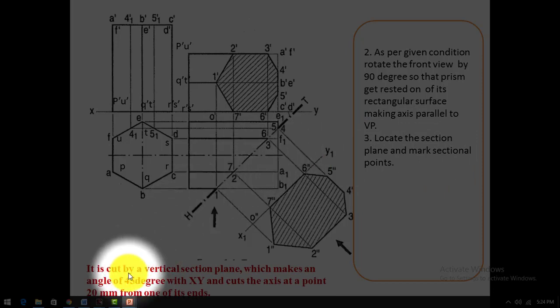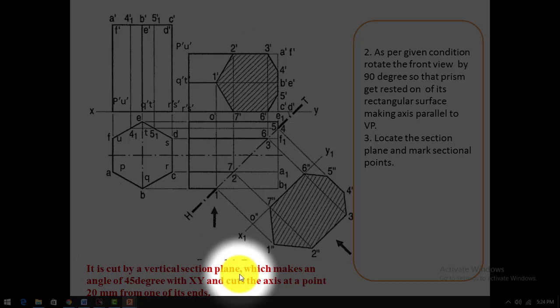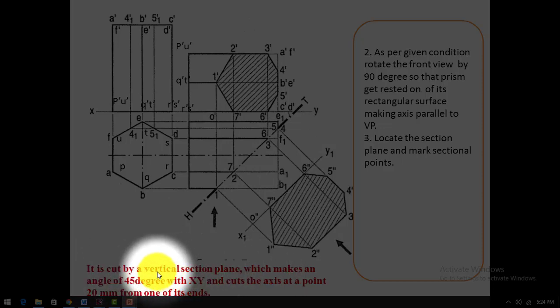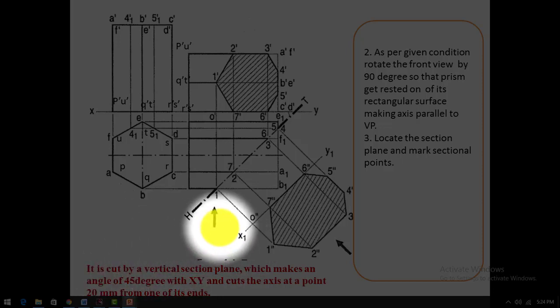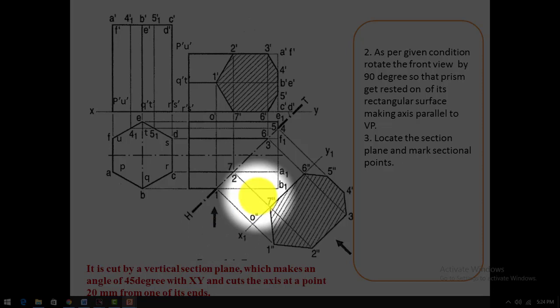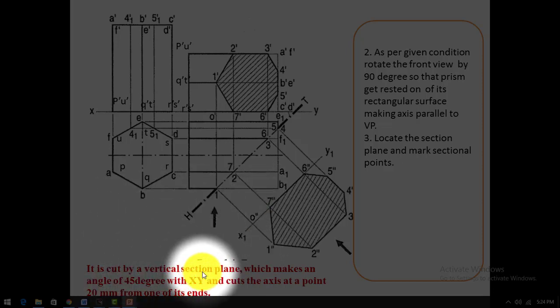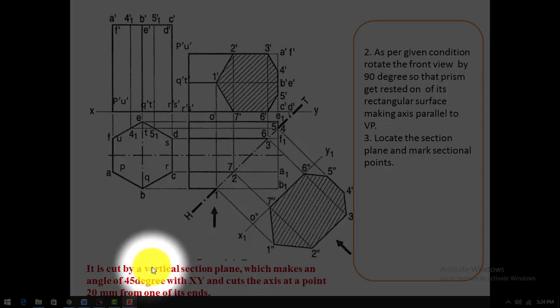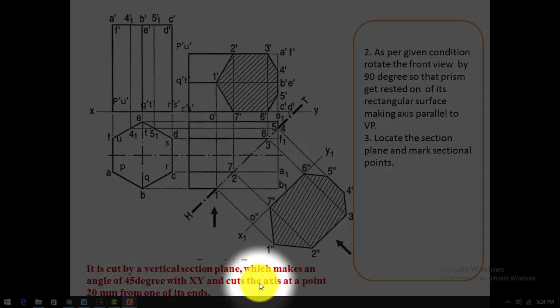In the given problem, it is cut by a vertical section plane. Vertical section plane means what? A vertical section plane is a section plane perpendicular to the HP and inclined to the VP. If a section plane is perpendicular to the HP, it will be seen as a line in the top view. So the word vertical section plane makes it clear that you have to draw the section plane in the top view. How to draw the section plane?